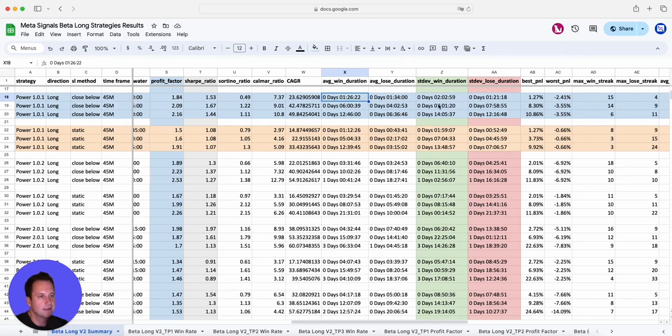It's basically helping you understand how long to expect the trade to take to play out. If we look at a more extreme example down here, we can see the lose duration is 13 hours and 38 minutes. The win duration, 6 hours and 20 minutes. So how could you use this?